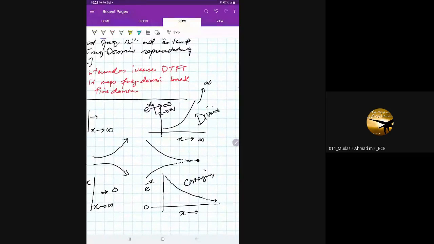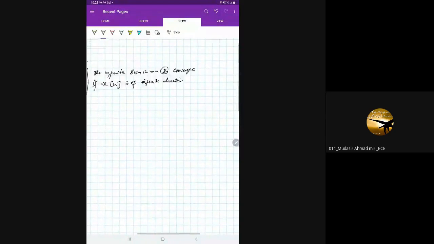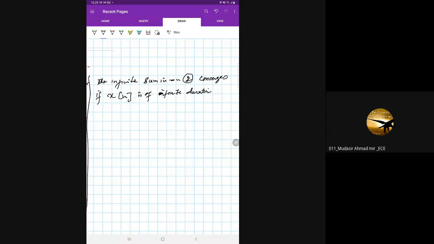Like I said here, two curves are converging. At a certain point, their value will be finite. This curve is converging. At some point, x is equal to infinity, its value will be finite. It will be equal to 0. So the infinite sum in equation 2 converges if x of n is of finite duration and is finite valued. So its value will also be finite at that time, finite valued.